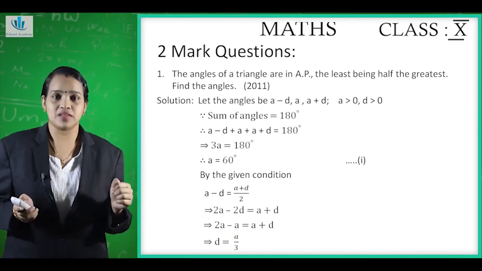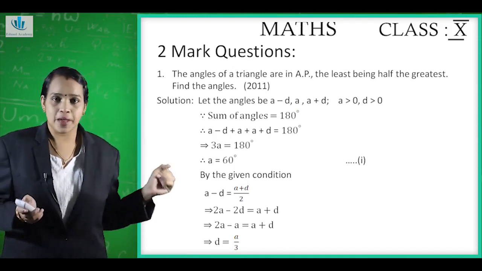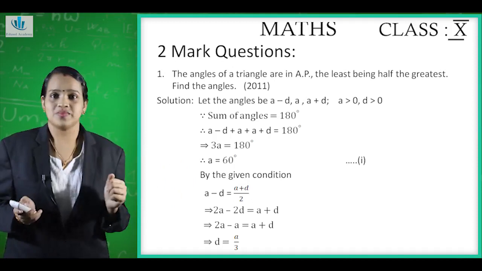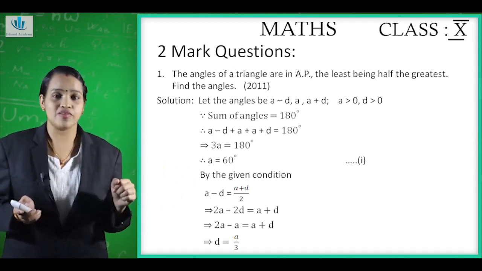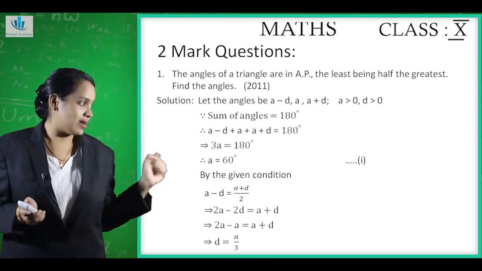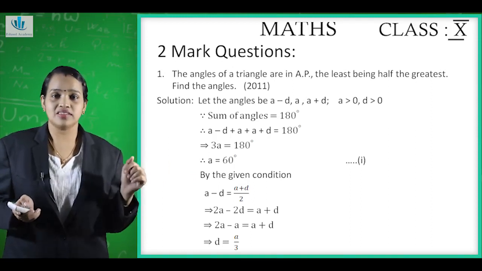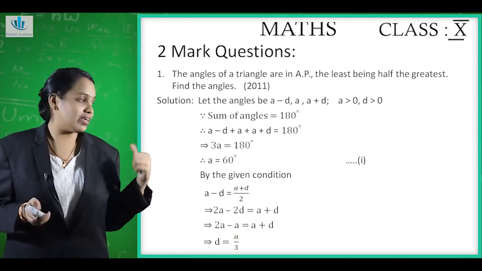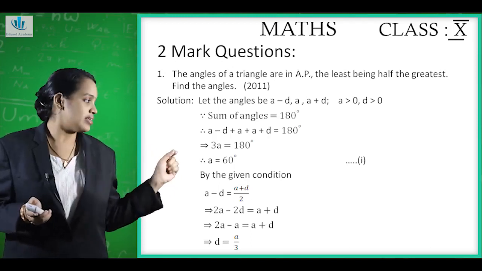Let the angles of the triangle be A minus D, A, A plus D. Here A should be greater than 0 and D should be greater than 0. As you know, the sum of the angles is equal to 180 degrees. Therefore we will add all the angles of the triangle that we have taken. A minus D plus A plus A plus D is equal to 180 degrees. Now all the A's become 3A, which is equal to 180 degrees. Therefore when we take 3 on the other side, A is equal to 60 degrees, and we will number it as 1.